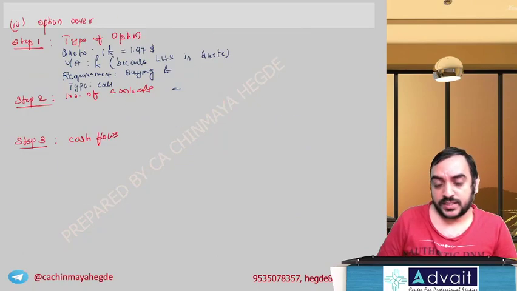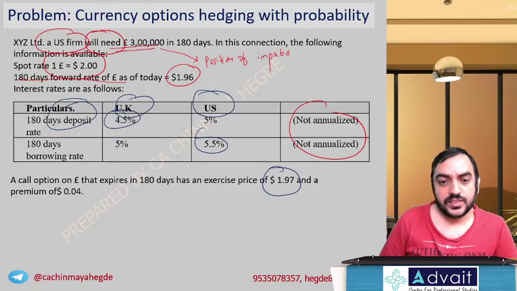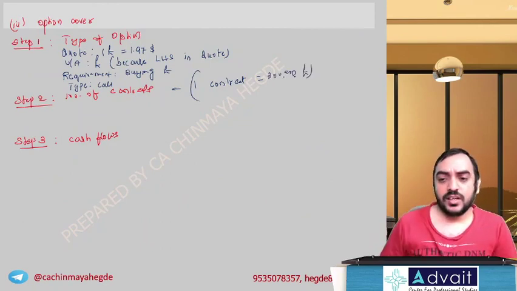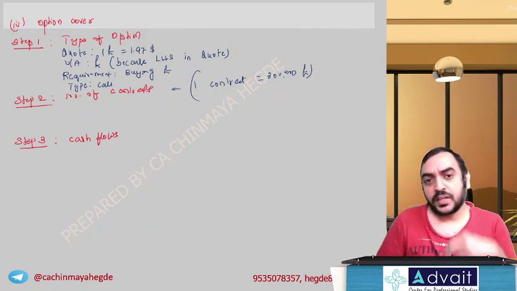So the invoice amount itself, let's say 1 contract equals how much is required? That is 3 lakh pounds. We don't have information about the lot size, so we'll say one contract. One contract will cover everything.